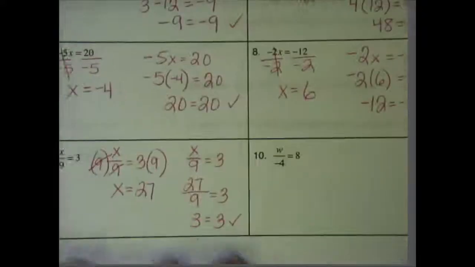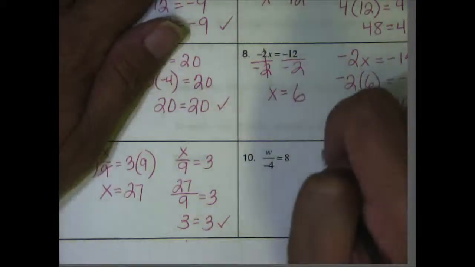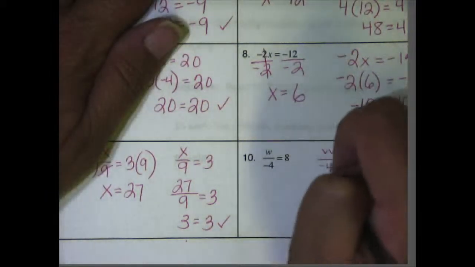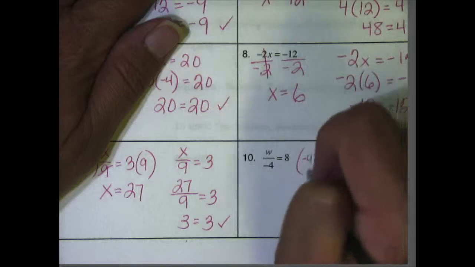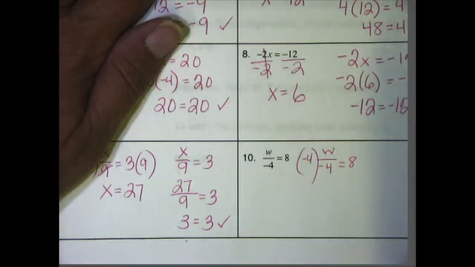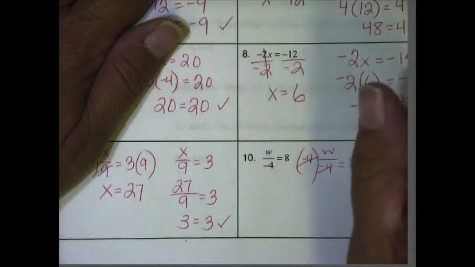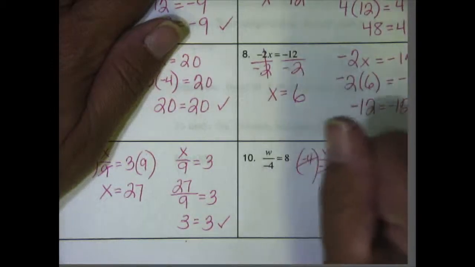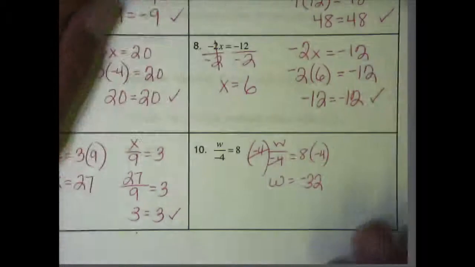Number 10 is our last problem, and it's also division. W divided by negative 4 equals 8. Again, I like to give myself a little space on these. I'm going to multiply by negative 4, or negative 4 over 1 if that helps you to see why they go away. These cancel out. W equals 8 times negative 4, which is negative 32.